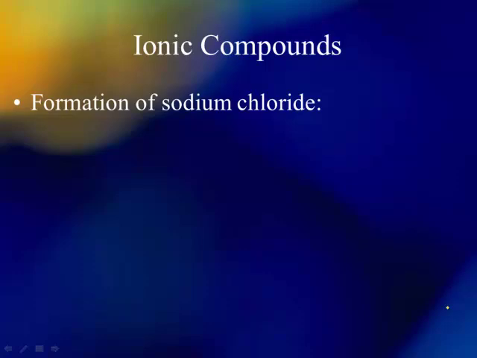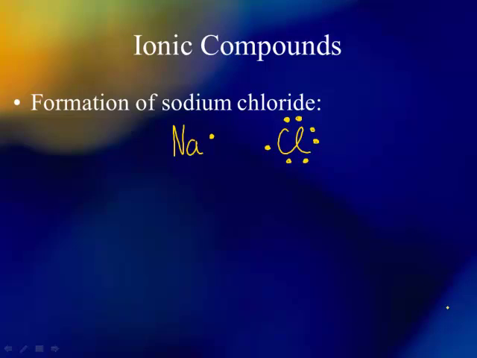Let's look first at ionic compounds. What happens between a sodium atom and a chlorine atom for these to form the compound sodium chloride? Sodium, with 1 valence electron, is willing to give that electron away because its next energy level down is full. At the same time, chlorine has 7 valence electrons and would like to gain 1 electron to fill up its outermost level.